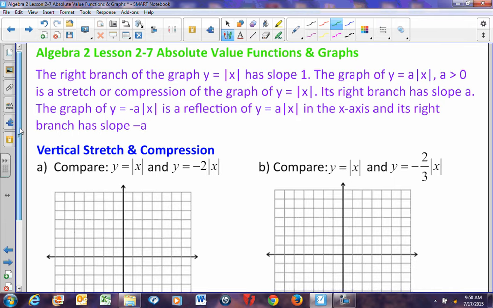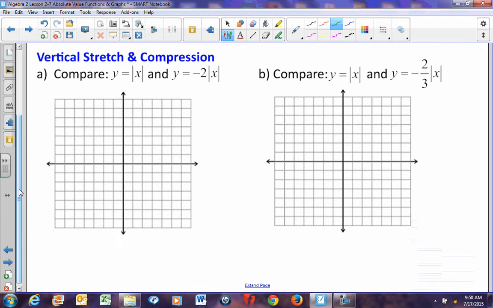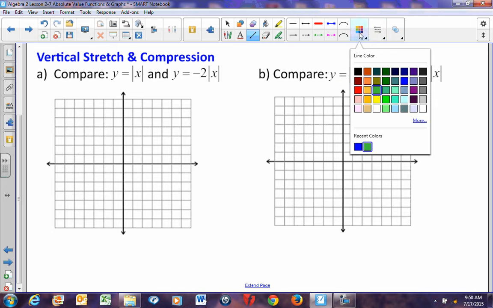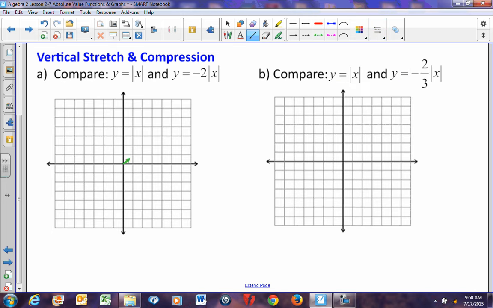So let's take a look at some graphs. A vertical stretch and compression. Let's compare y equals the absolute value of x and y equals negative 2 times the absolute value of x. I'm actually going to draw the original one just because it's a little easier to compare. So here's y equals the absolute value of x. Now I'm going to do negative 2 times the absolute value of x. I'm doing two things to this. It's a reflection, which is going to make it reflect over the x-axis.